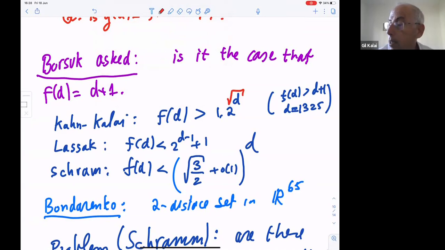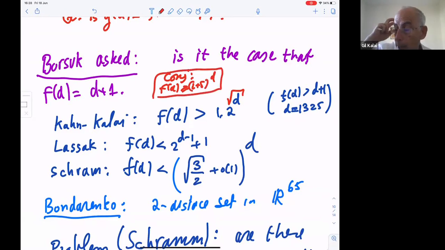And so far, there was some improvement in the 1.2 term, which was reduced a little bit. But so far we have not been able to improve the square root D term. Although it's commonly conjectured that the truth is fully exponential. So a conjecture is that F of D is greater or equal to some 1 plus delta to the power of D. But this is not known, and nothing better than square root D is known.